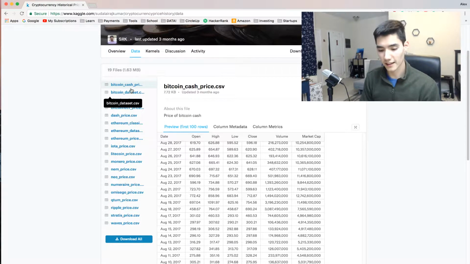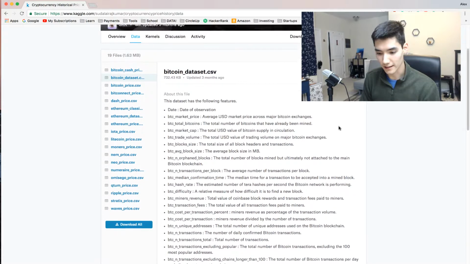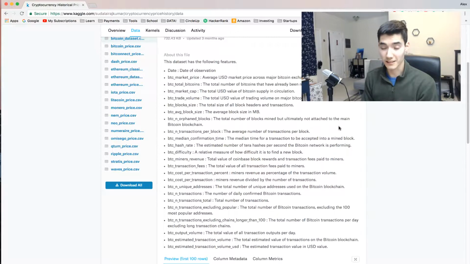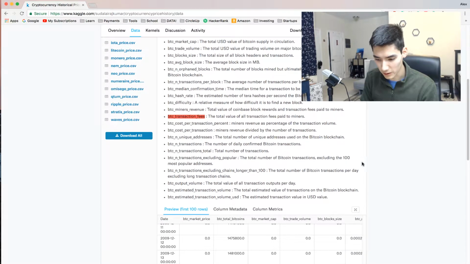The next data set I'll be using is this Bitcoin data set. And this has the date as well as a lot more interesting features that we can see on that date. We have the market price, we have the total amount of Bitcoins out there, we have the market cap, trade volume, and miners' revenue, some transaction fees, and so many really cool stats here.